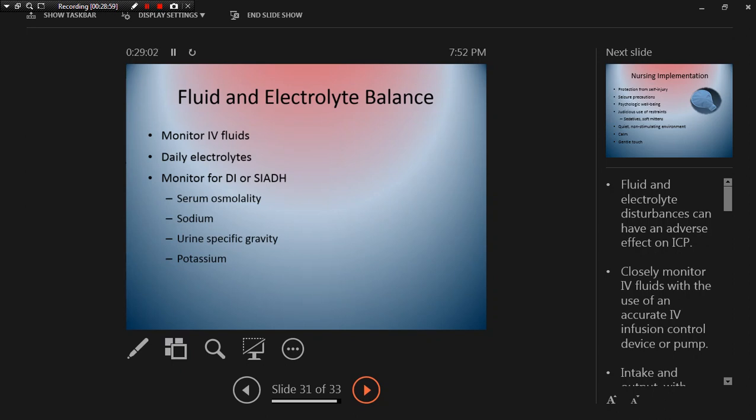When patients have SIADH, they're going to have an excess release of antidiuretic hormone, so the urine output is going to be low. Okay? Serum osmolality is going to be low because they're retaining fluid. Okay? And the urine-specific gravity is going to be really high. They might have weight gain, so low urine output, high specific gravity of urine, low serum osmolality.